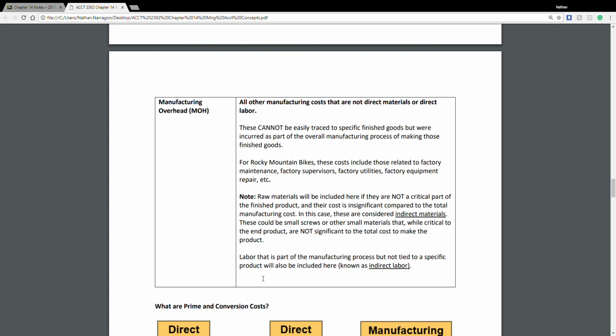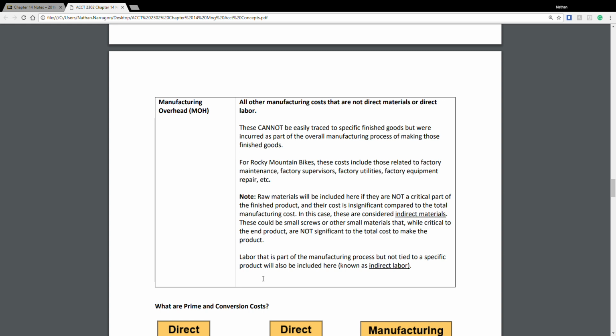Alright, so again, manufacturing overhead, all other costs, these are not easily traced to any specific finished good. Again, these are kind of indirect, but they're still related to the production of the product. So for Rocky Mountain, this could include the maintenance of the factory, factory supervisors, factory utilities, factory equipment repair. You notice the thing that's going on here? Mostly if it's dealing with the factory rent, it's going to be mostly an overhead cost. Again, we can't trace them.